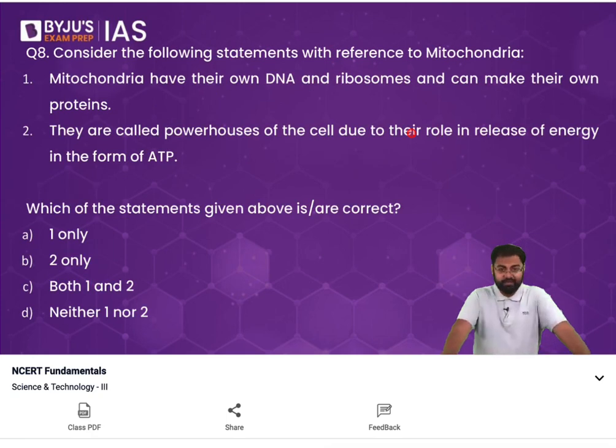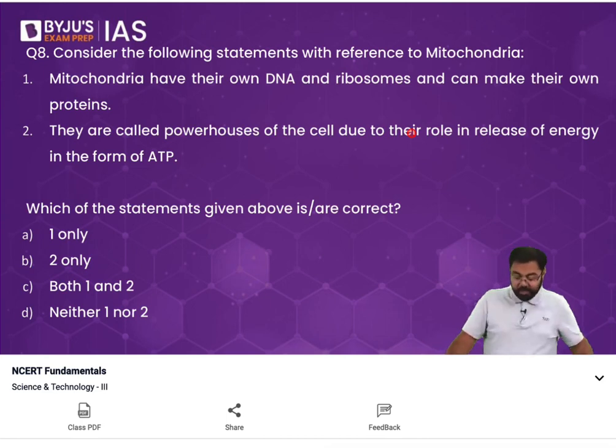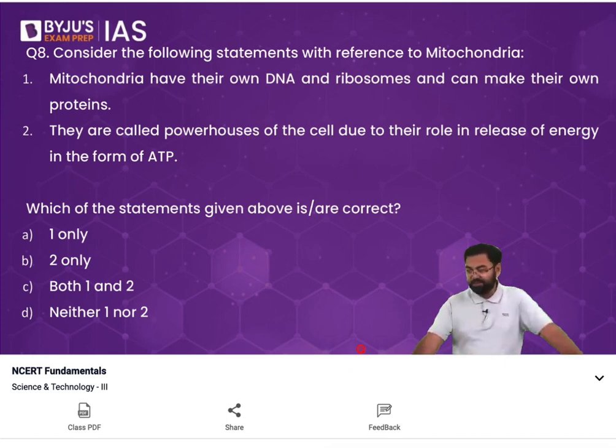Question number 8. Now this is a very, very simple question. Consider the following statements with reference to mitochondria. First, mitochondria have their own DNA and ribosomes and can make their own proteins. Second, they are called powerhouse of the cell due to their role in release of energy in the form of ATP. Please mark the correct answer. I'm sure that this answer will be given by majority of you.